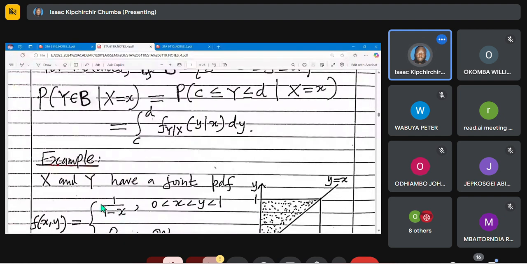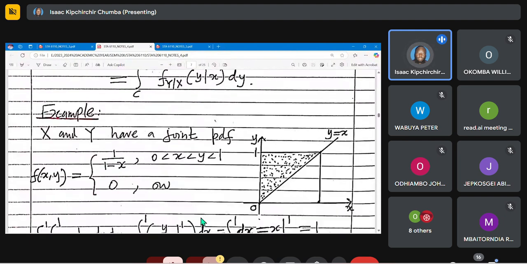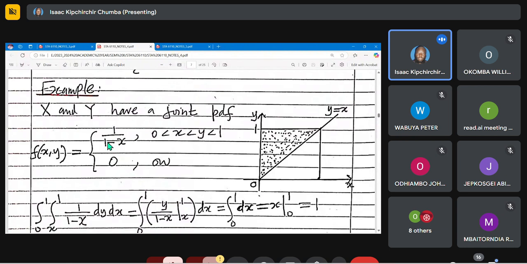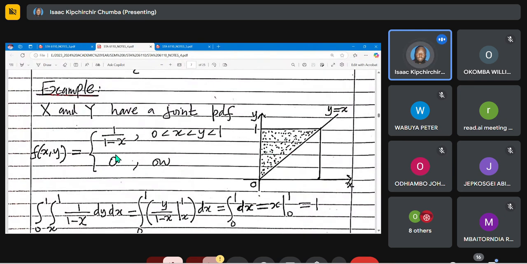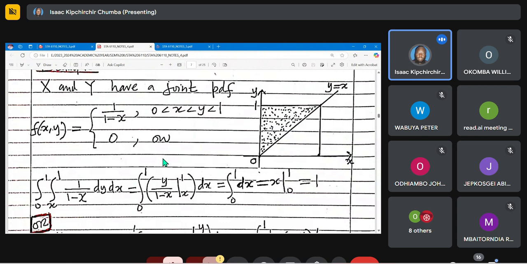We have an example here. X and Y have a joint PDF of 1 over 1 minus x. The support is 0 less than x less than y less than 1. I've indicated on the right hand side there. The shaded region is the support of this joint PDF. You can see I've drawn the line y equals x. Above the line y is greater than x, and below the line y is less than x. So it is not the unit square. It is that triangle there, the shaded part, which is the support of this.